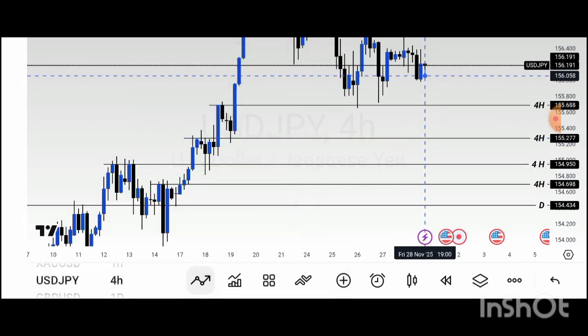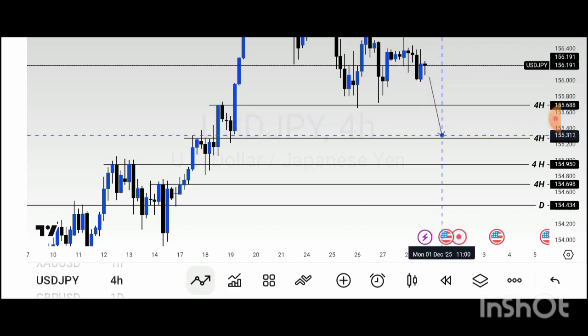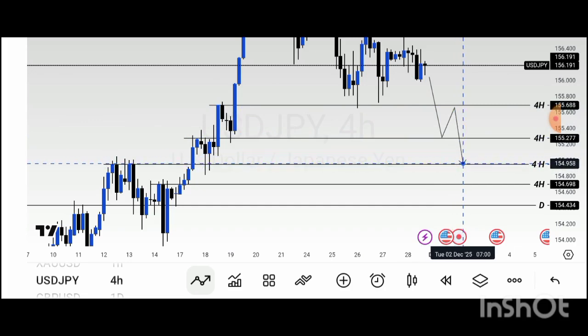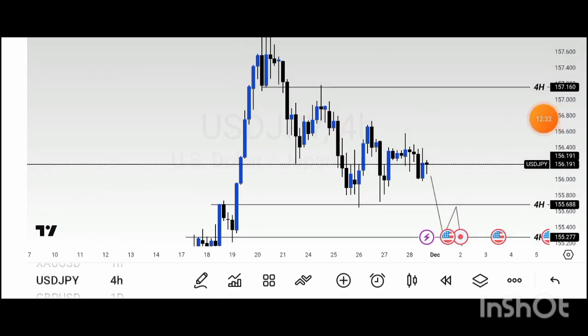broken and retested. So if the market comes down here and retests like this, then I'm going to sell USD JPY to this level at least. All right, I'm going to be selling it to that level at least.